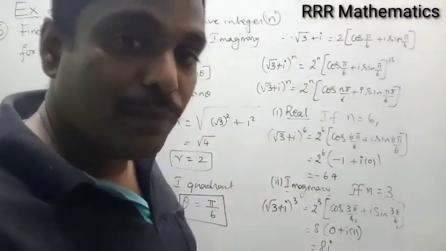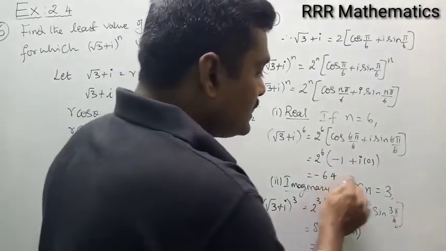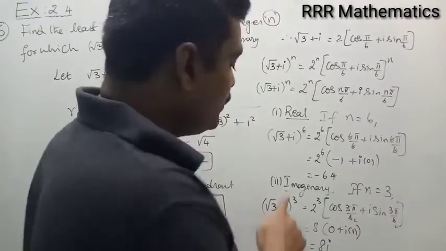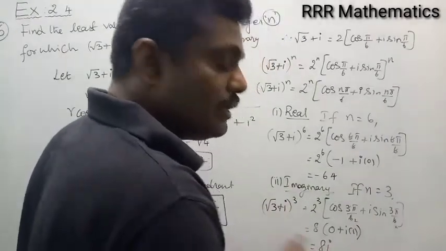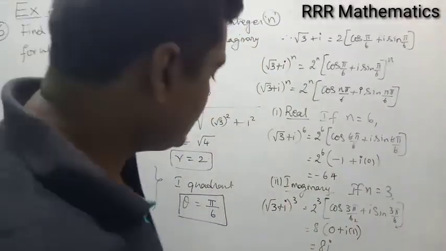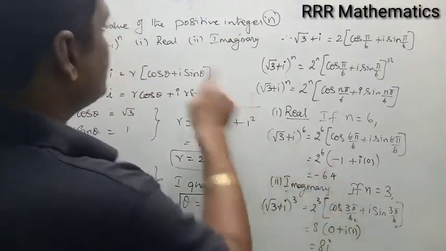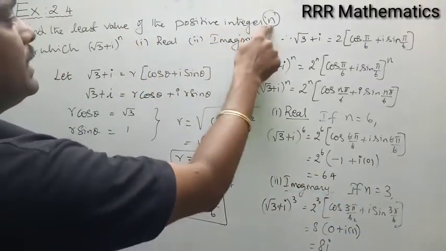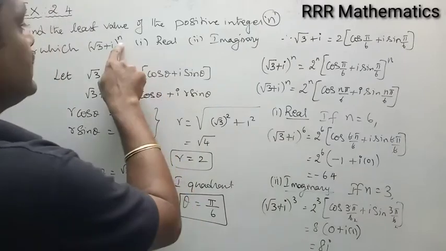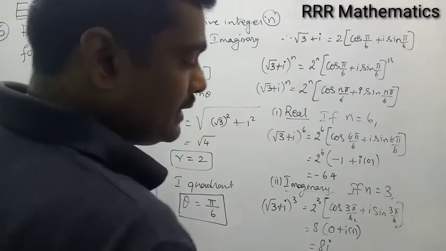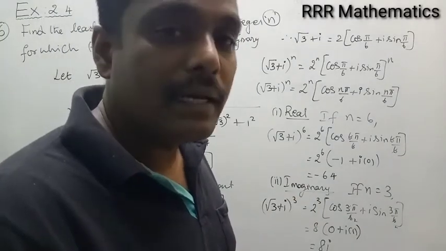What is meant by purely real? Purely real means there is no imaginary part. Purely imaginary means there is no real part. That is the meaning. Is it clear? So when you substitute the least positive integer n, which is 3, it gives 8i, which is purely imaginary. Got it?